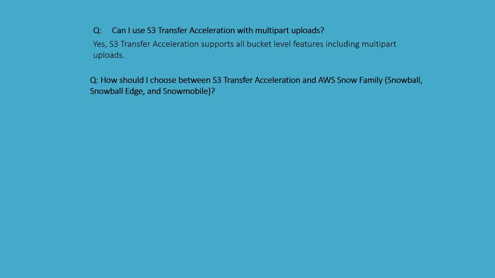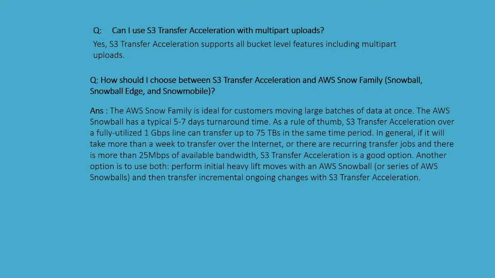How should I choose between S3 Transfer Acceleration and the AWS Snow family: Snowball, Snowball Edge, Snowmobile? The AWS Snow family is ideal for customers moving a large batch of data at once. The AWS Snowball has a typical 5 to 7 days turnaround time. As a rule of thumb, S3 Transfer Acceleration over a fully utilized 1 Gbps line can transfer up to 75 TB in the same time period.